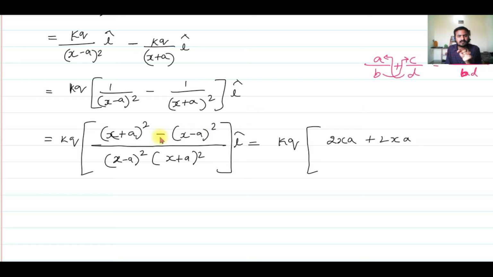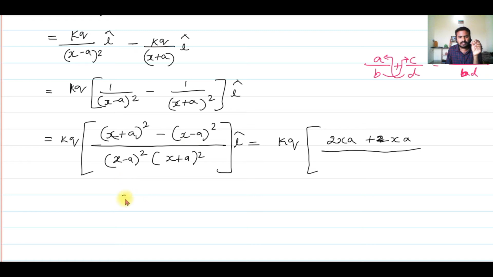So this minus sign, when it gets multiplied inside, x square minus x square will get cancelled, plus a square minus a square will get cancelled. Here you will have 2xa, and minus of minus 2xa will be plus 2xa. So we'll get 2xa here, and whole divided by, in the denominator you can write this (x minus a) into (x plus a) the whole square. It is (x minus a) whole square into (x plus a) the whole square.